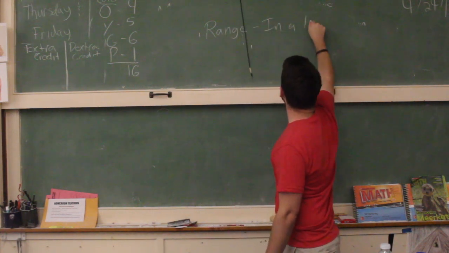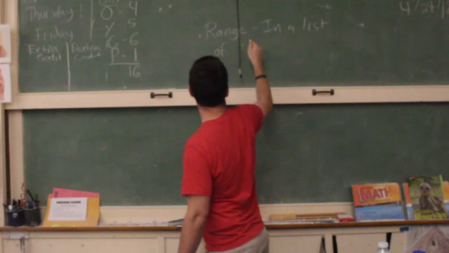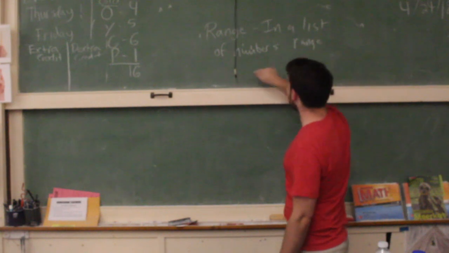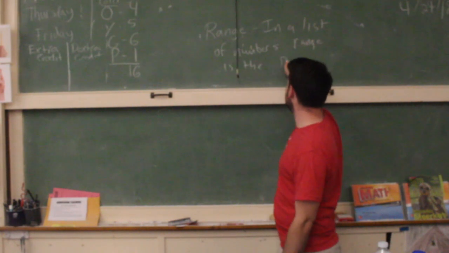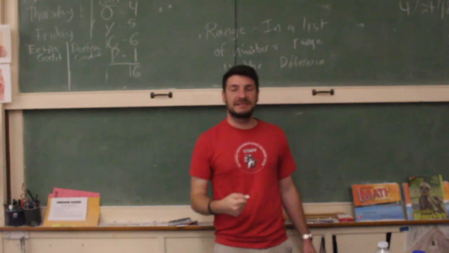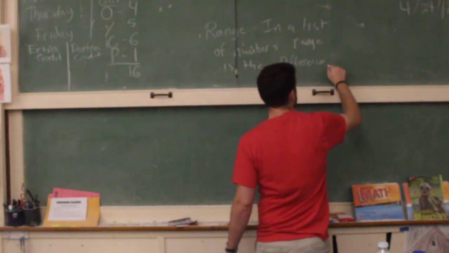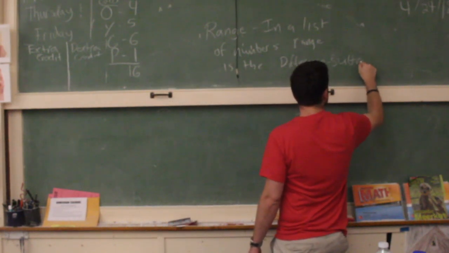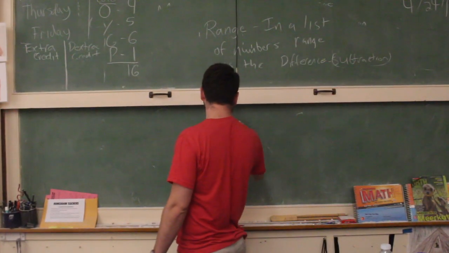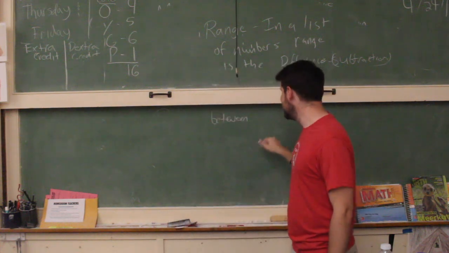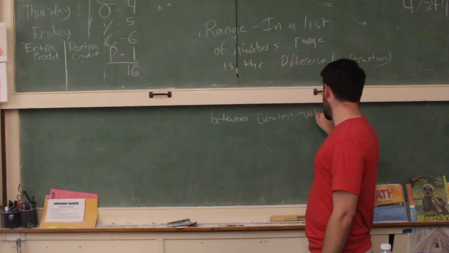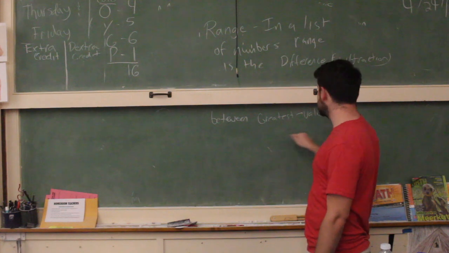So in a list of numbers, your range is the key word here, difference. Now difference, as you know, has to do with subtraction. It is the difference between your greatest value and your least value. So your greatest value and the least value. Let's look at a set of numbers.